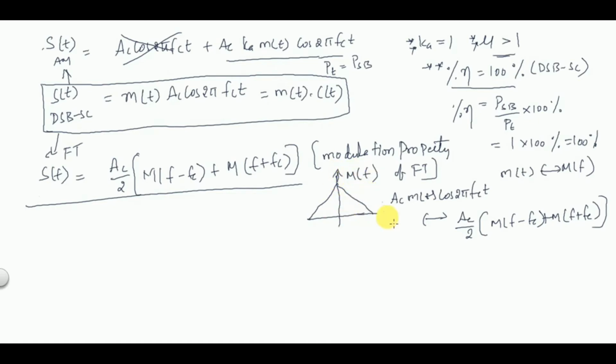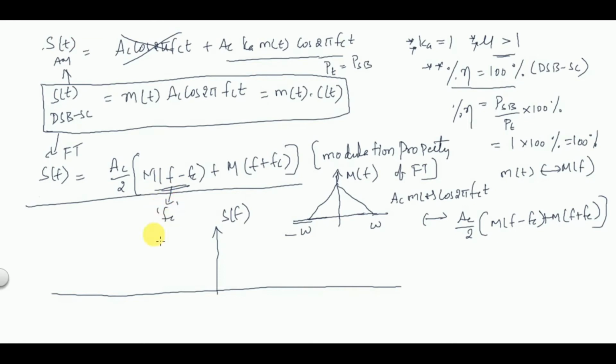So if M(f) is like this, from −W to W, then how will S(f) be? If you draw the frequency domain representation on this spectrum, M(f) is now shifted to fc, just as we have seen in the case of AM. So this will be M(f), of course, with fc plus W and fc minus W.